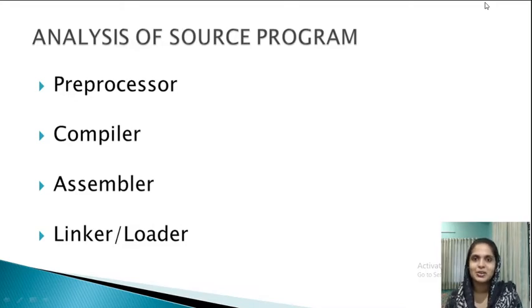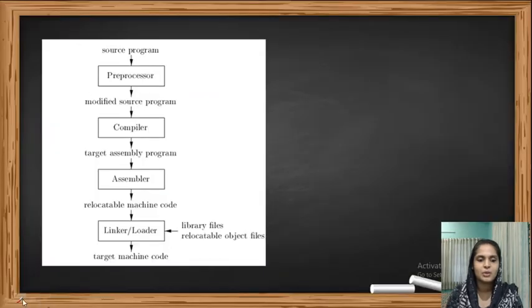This video will be going through the analysis of a source program. That means how to analyze a source program. Here we can see that the analysis is done in 4 steps. That is, first step is a preprocessor, second is the compiler, third is the assembler, and fourth is the linker and loader. So this is the block diagram for the analysis of a source program.